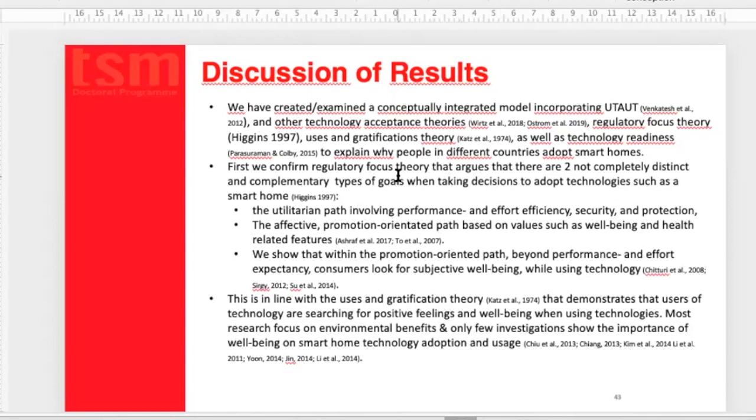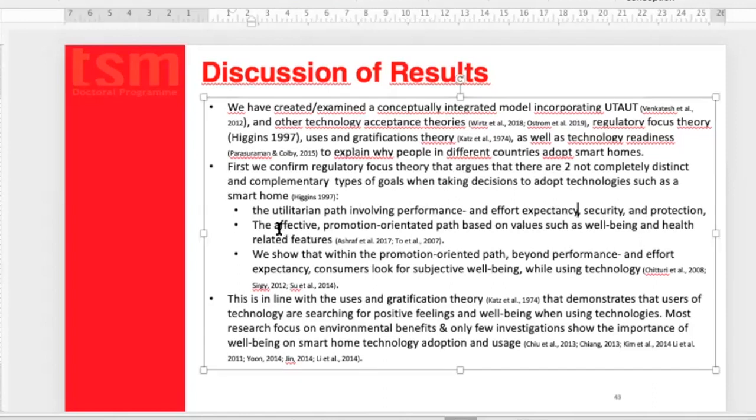So first of all, we confirm that the regulatory focus theory perfectly fits for technology acceptance, because we show that there are two complementary types of goals or paths when taking decisions to adopt technologies. First, there's a utilitarian path involving performance and effort expectancy. And you have, on the other hand, the effective promotion-oriented path based on values such as well-being and health. And we show that within the promotion-oriented path, beyond performance and effort expectancy, consumers look for well-being while using technology and smart home technologies. So this is in line with uses and gratification theory that demonstrates that users are searching for positive feelings and well-being when using technologies.